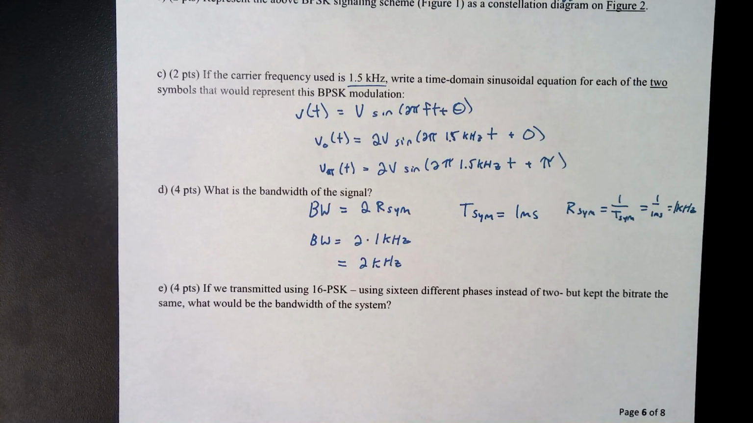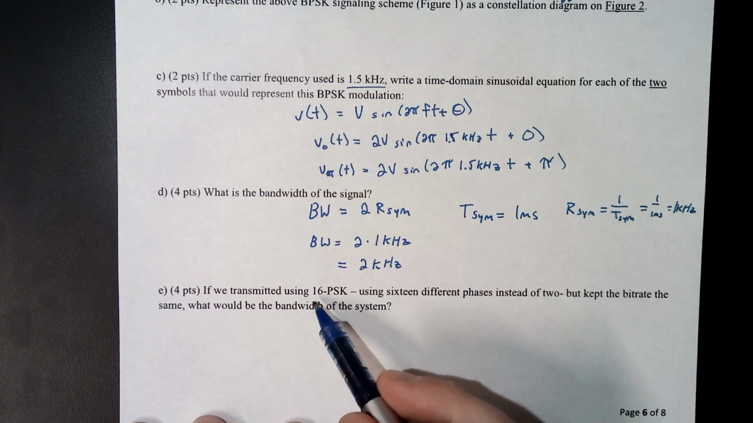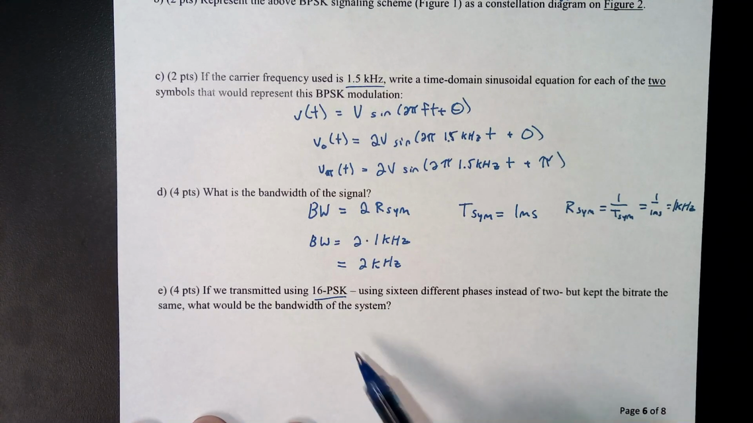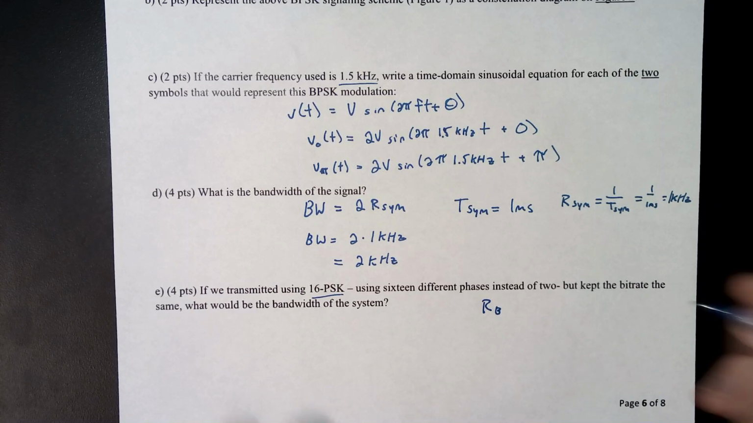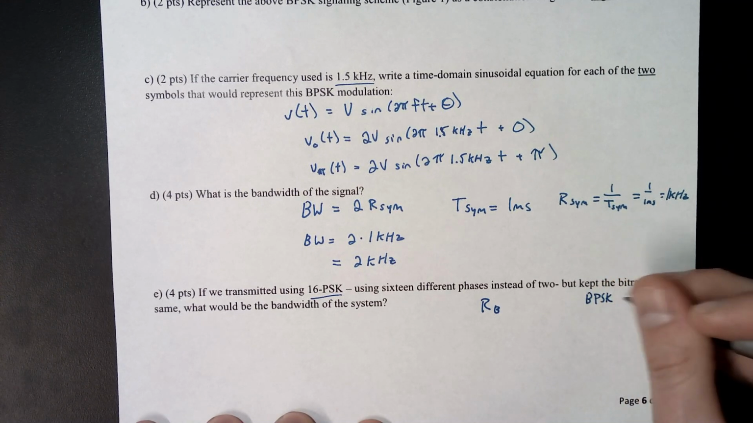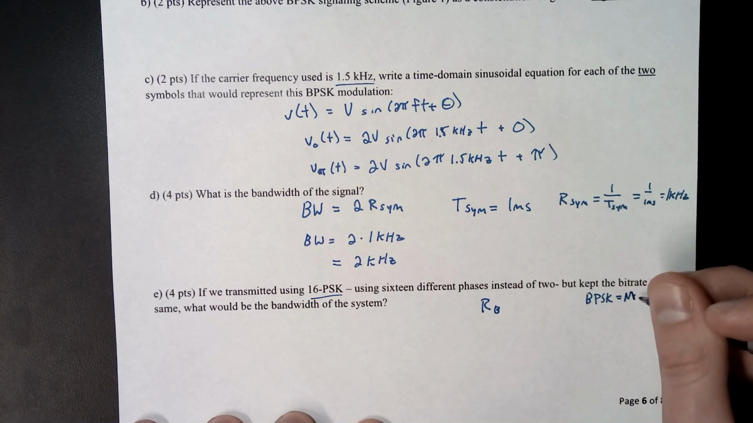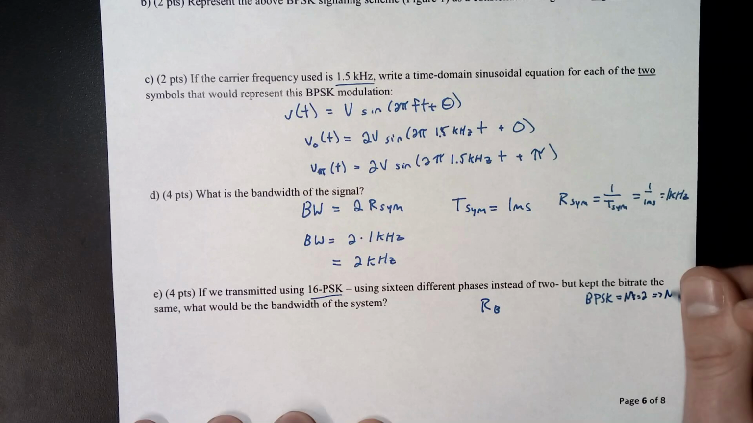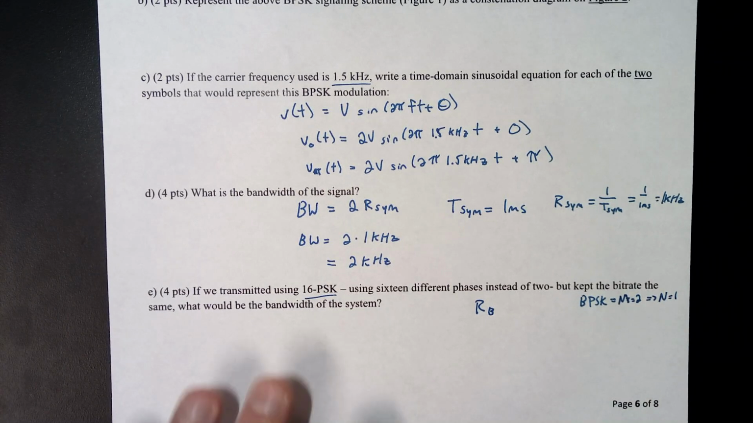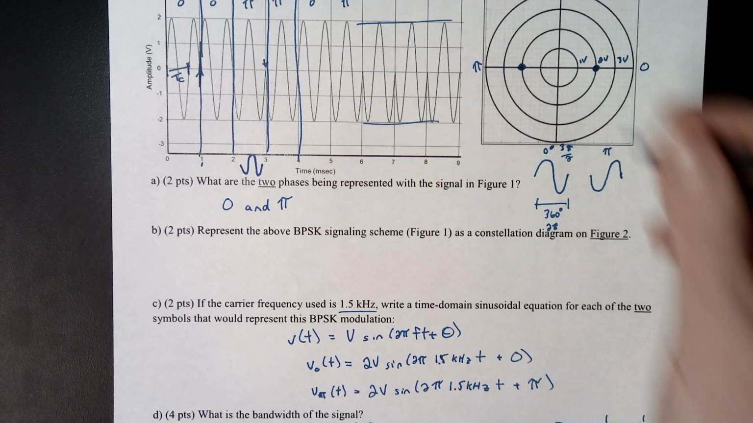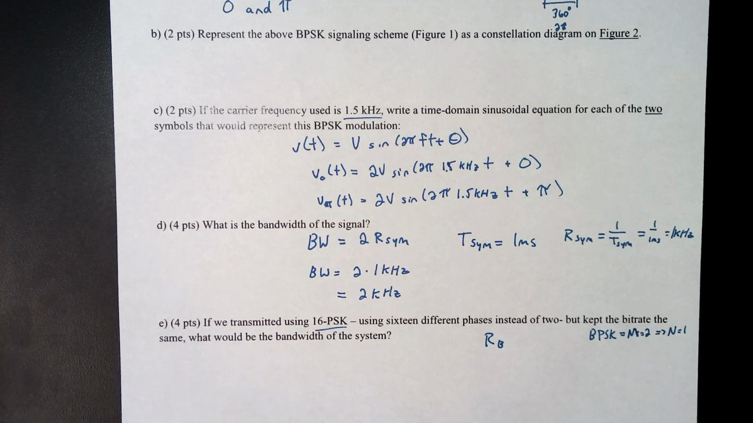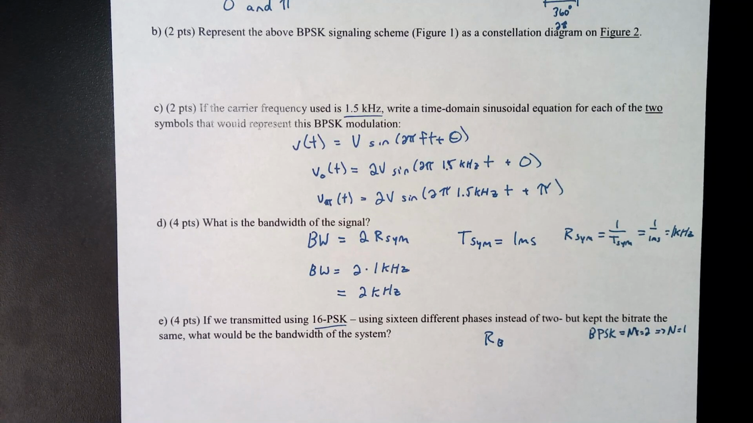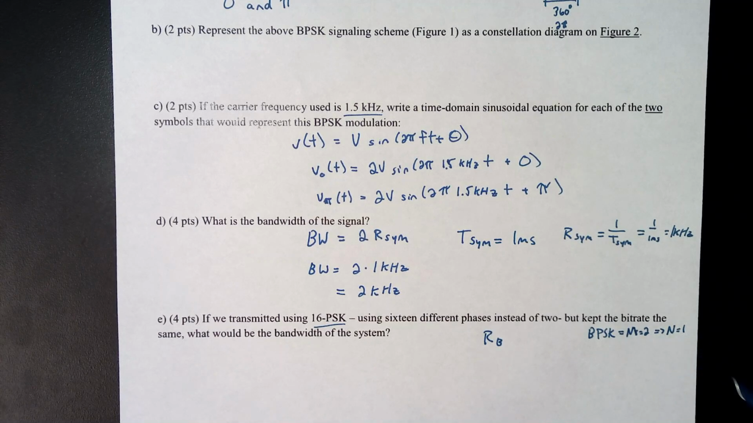On to the last part. If we transmitted using 16 PSK instead, but kept the bit rate the same, what would be the bandwidth? So first we need our bit rate, we need to know RB. For BPSK, we have M equals 2, which means N equals 1. So we're sending 1 bit per symbol, and we could label this as a 0, this as a 1. Depends on the protocol what we're sending, but we're only able to send 1 bit per symbol because we only have 2 different values. So here we've got BPSK, M equals 2, N equals 1.